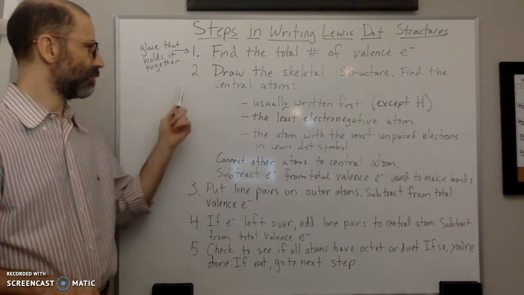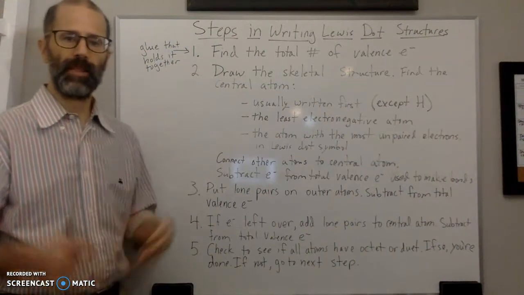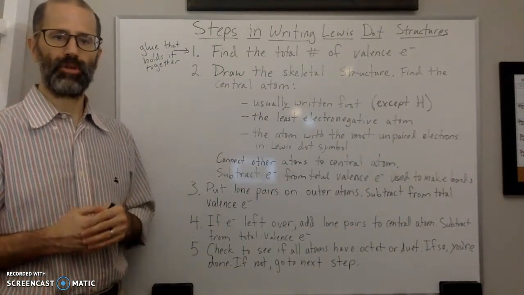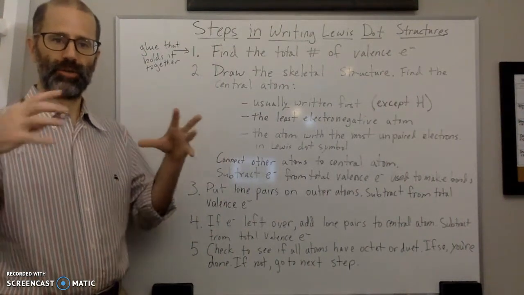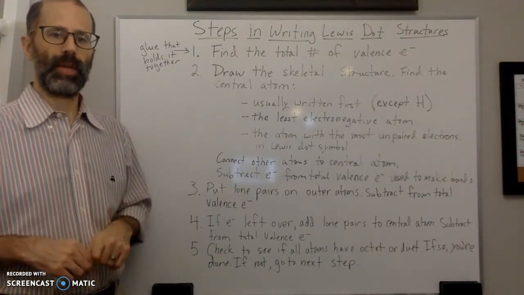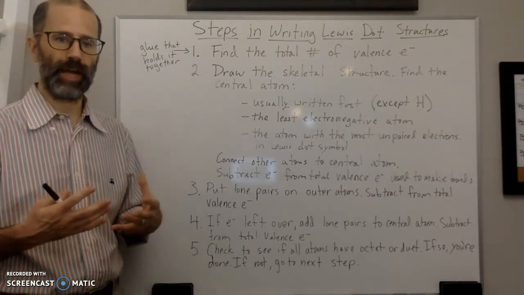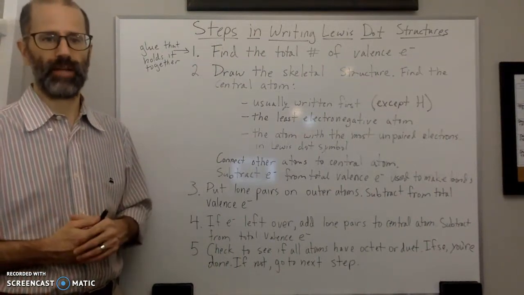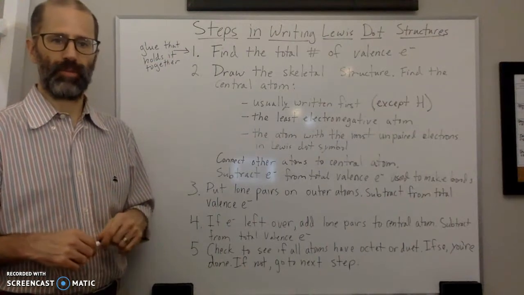So the second step is you need to draw a skeletal structure. And the skeletal structure is basically just bonding the atoms together with bonds, right? So you're going to add single bonds to each atom. So you're going to basically put it together in a structural form. And so basically, most of the time, you're only going to have one central atom. But there might be times where you're going to have more than one central atom in a problem. I'm going to go over many examples.